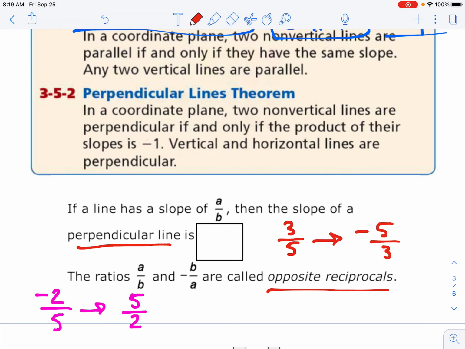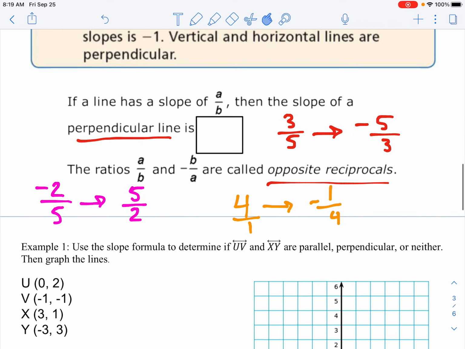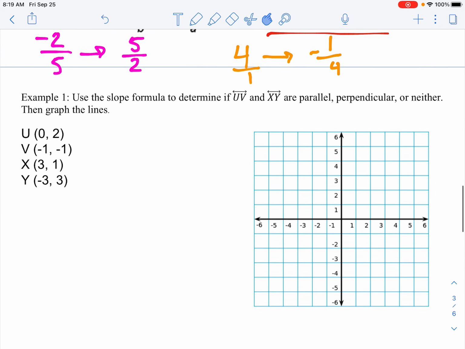All right, be careful if they give you something like this. Let's say the slope of your first one was 4. The opposite reciprocal would be negative 1 over 4 because technically there's an invisible 1 underneath there. All right, so parallel lines will have the same exact slope. Perpendicular lines, the slopes will be flipped and switched. If it's neither one of those, then they're not parallel or perpendicular.